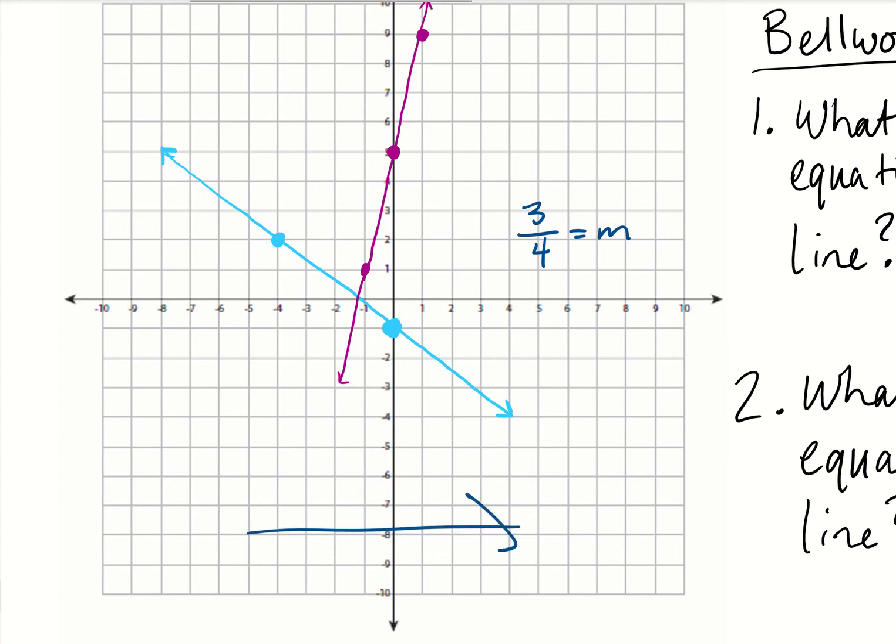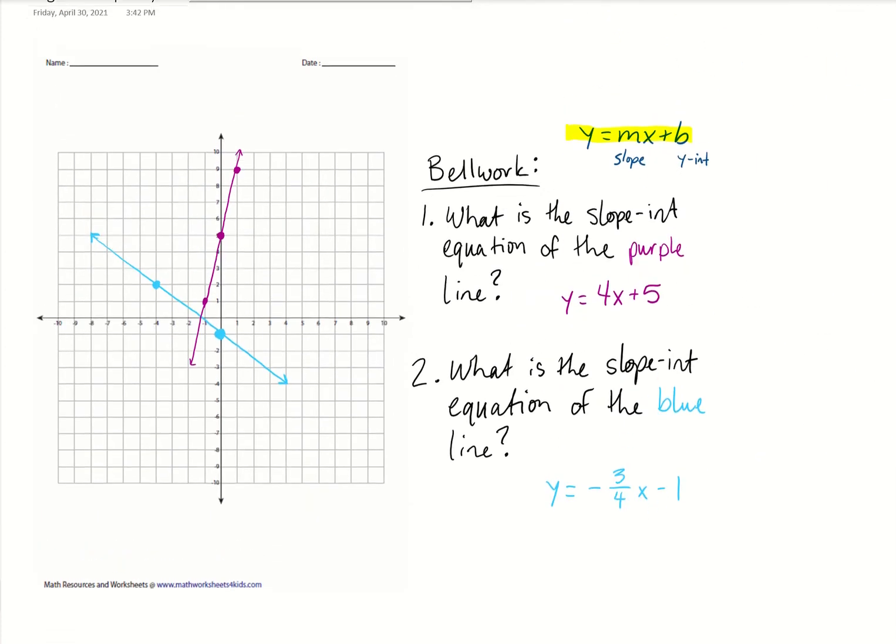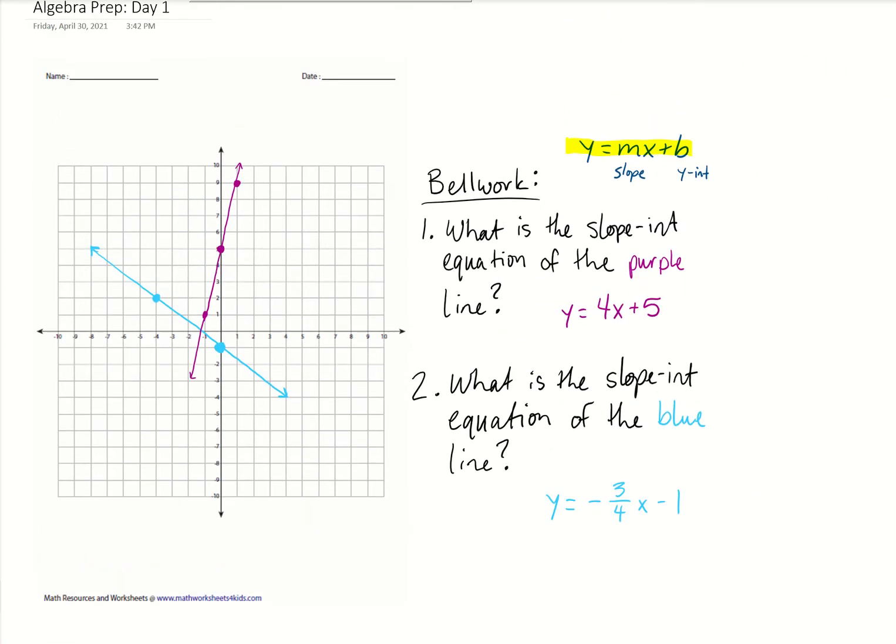When we looked at scatter plots, one big thing was positive or negative correlations. If this was our line for a scatter plot, you should be able to see that that would be a negative correlation because it's going down instead of up. So make sure you recognize that needs to be a negative slope. So it should be negative 3/4. That is it for the bell work. We will go ahead and move on into the actual algebra prep.